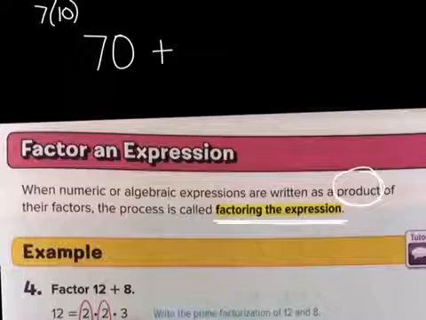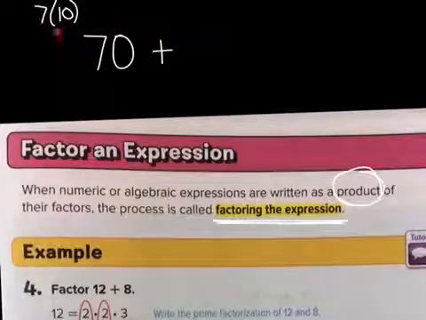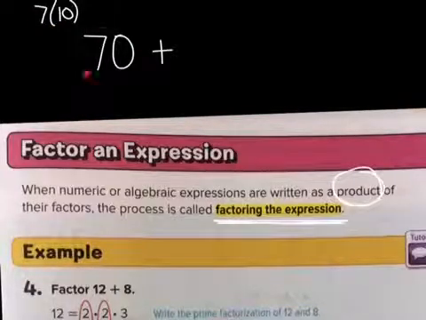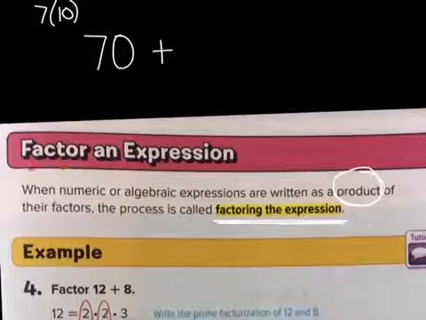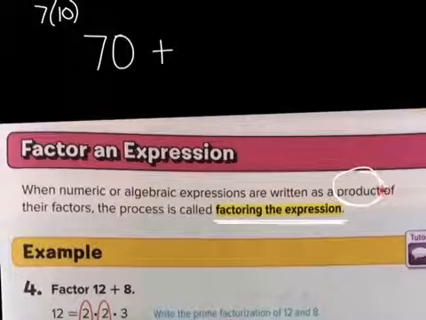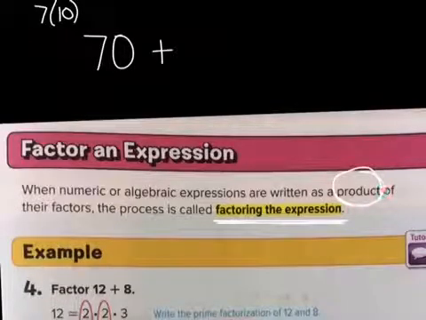Okay, I have to multiply 7 days by 10 minutes, and that's going to give me 70. If they just write the 70 for me, saying 70 minutes, it's already been factored for me. It's already a product. You see, it's already been multiplied, and it's already a product.